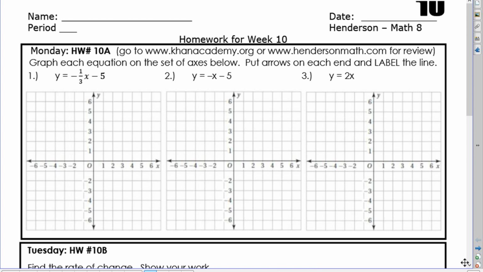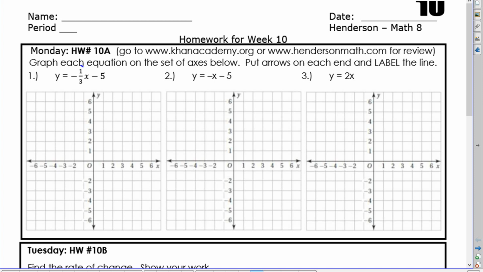This tutorial will give you examples that will help you to complete homework number 10. So the first box asks you to graph each equation on the set of axes below, to put arrows on each end, and label the line. So for number 1, the linear equation is y equals negative 1/3 x minus 5.